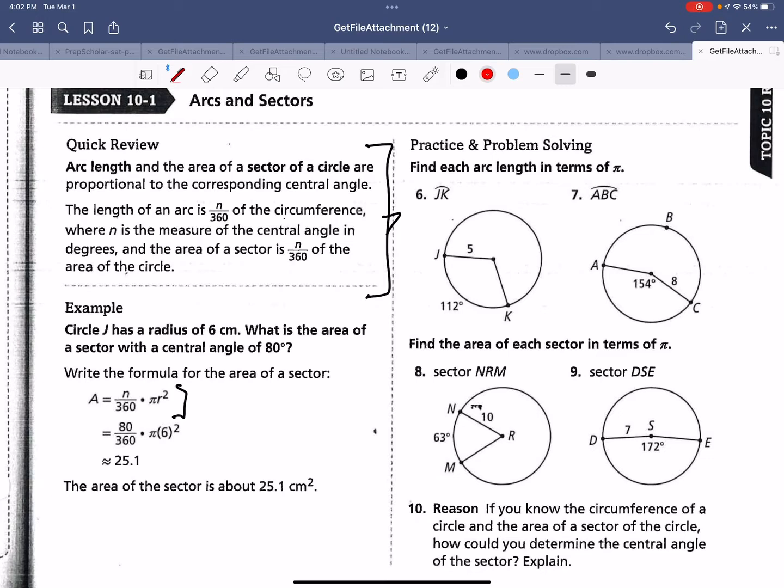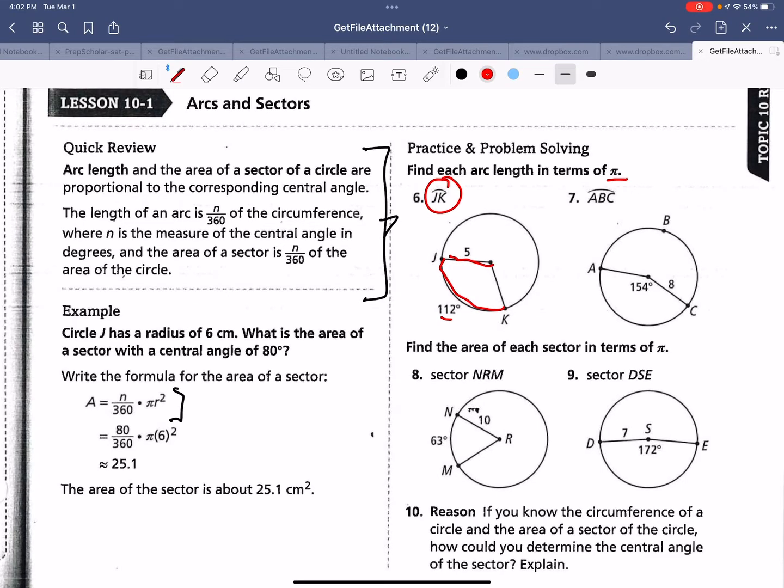So here it says JK is what we're solving for. Find the length of each arc in terms of pi. So we have it in terms of arc length, but we know the radius. So we know that if the radius is 5, the diameter is 10, so the circumference is 10 pi. So this can't be 10 pi, it's something smaller than that. So it'd be the ratio, 112 over 360 times the circumference, 10 pi. All right. That's basically it.